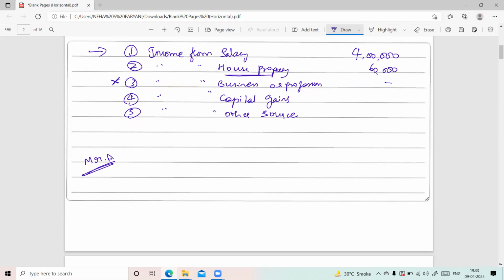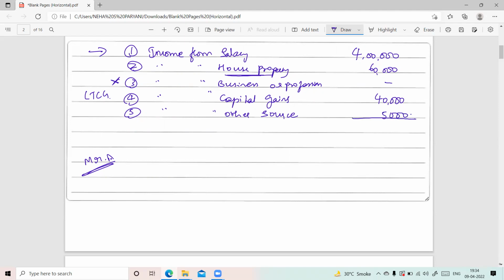Then Mr. A, suppose, has sold his vehicle, his two-wheeler, which he has been using for the last 5 years. So we'll treat it as long-term capital gain. Assume he received rupees 40,000 from selling his vehicle, so we'll treat it as income from capital gains. And assume the income of Mr. A from other sources is somewhere around 5,000.